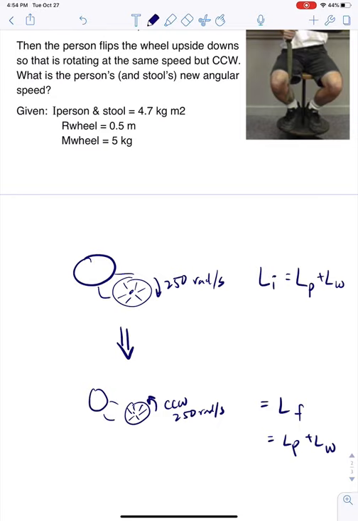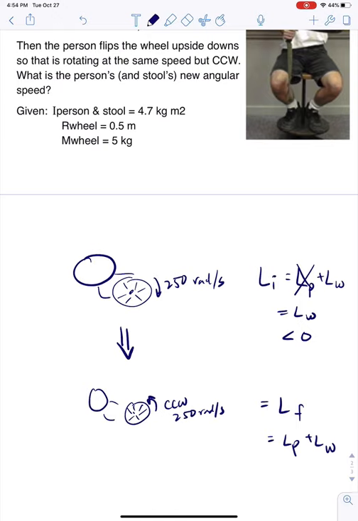Now, in this case, the initial angular momentum of the person is 0. So the initial angular momentum is only the angular momentum of the wheel. And then the final angular momentum still needs to be the same. Before we find the initial and final angular momentum, let's think about what we expect. The total angular momentum to start with is in the clockwise direction, which is less than 0, so this initial angular momentum is going to be negative. In the end, we expect that the final angular momentum is also negative.